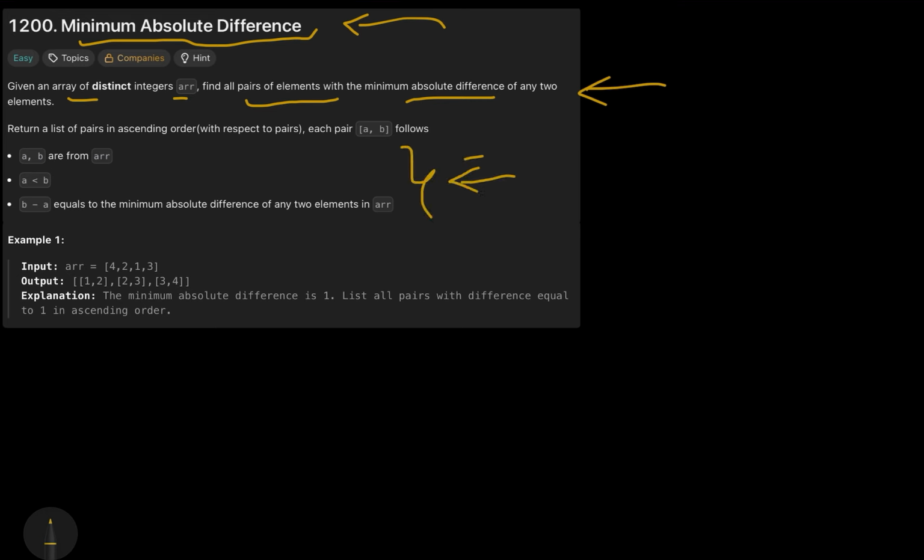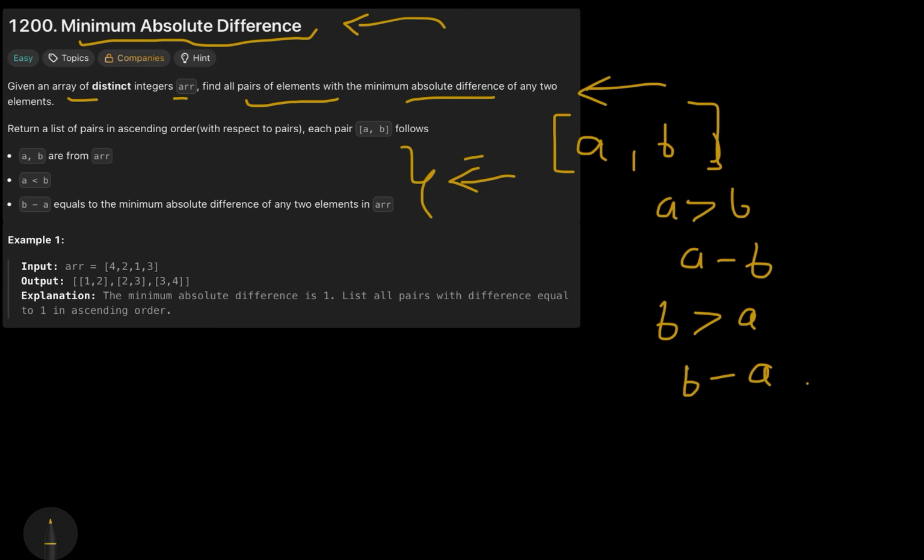What is absolute minimum difference? Here it has been said: suppose any pair A and B is given, then if A is greater than B, A minus B will be the absolute difference, and if B is greater than A, then B minus A would be the absolute difference.